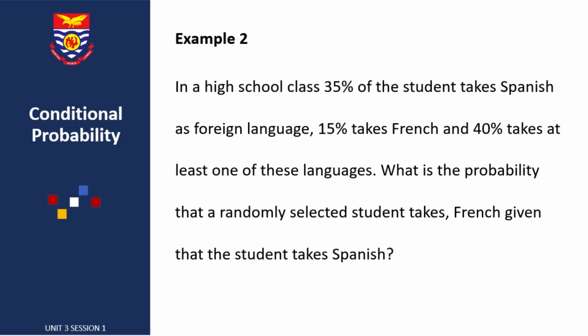Example 2. Let's pay close attention to this example. In a high school class, 35% of students take Spanish as a foreign language, 15% take French, and 40% take at least one of those languages. What is the probability that a randomly selected student takes French, given that the student takes Spanish? So you're going to find the probability of French, given that Spanish has already occurred. Could you guess the solution already? Yes, you should be able to.